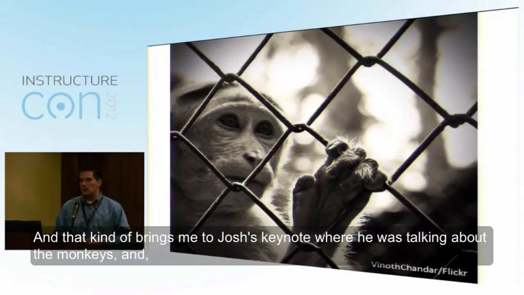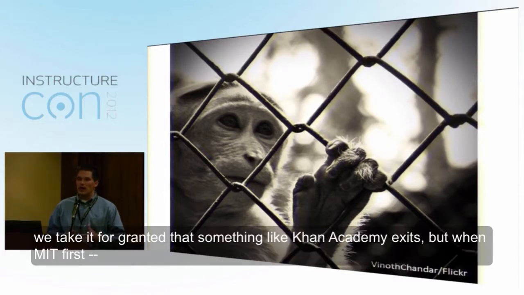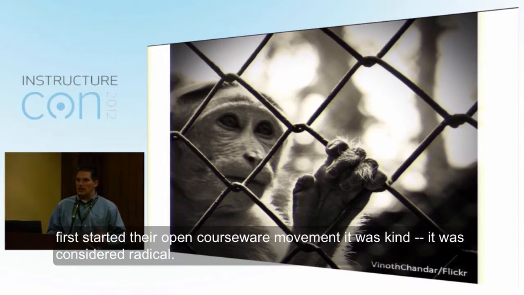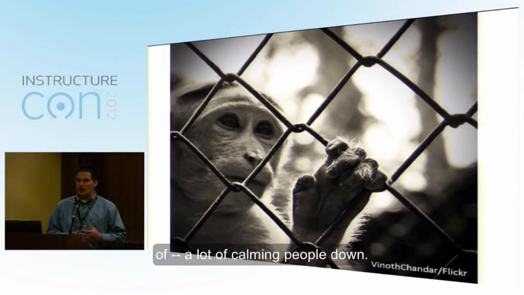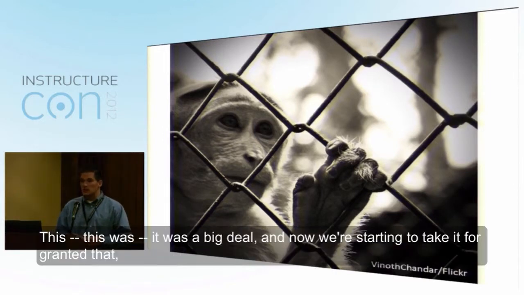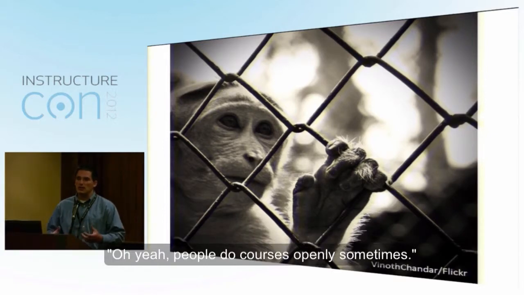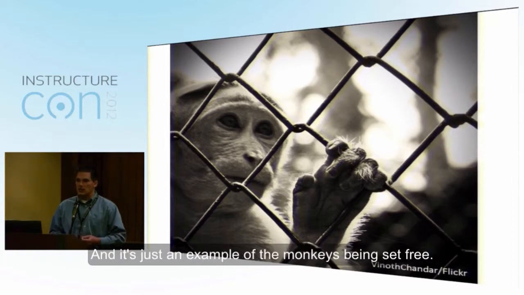And that kind of brings me to Josh's keynote where he was talking about the monkeys. We take it for granted that something like Khan Academy exists, but when MIT first started their open courseware movement, it was considered radical. They had to do a lot of committee work. They had to do a lot of calming people down. It was a big deal, and now we're starting to take it for granted that, oh yeah, people do courses openly sometimes, and it's just an example of the monkeys being set free.